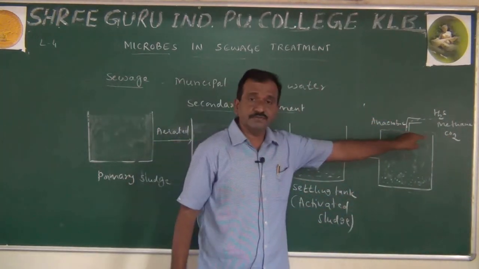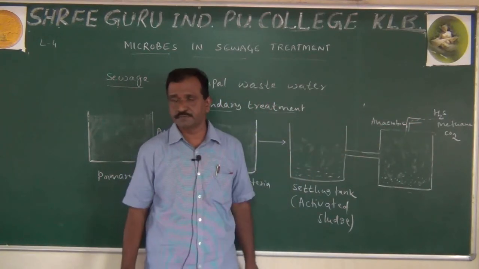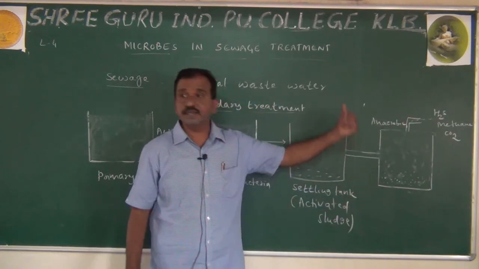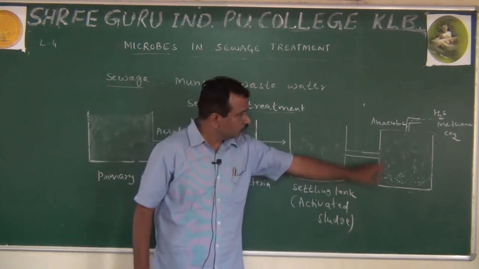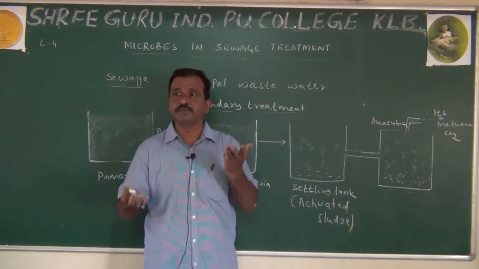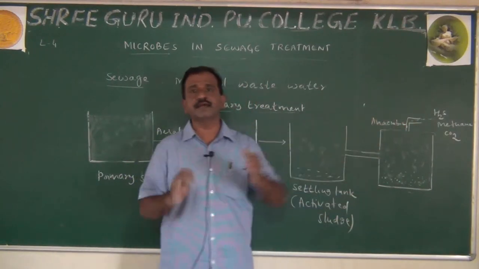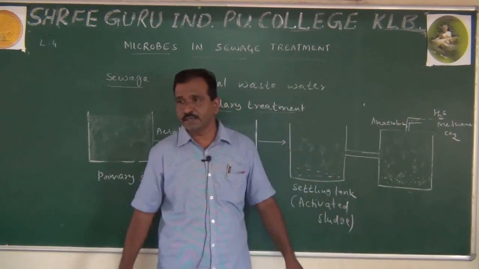This methane gas is normally useful for preparation of biogas. Methane gas, so that's one important point. This is very important. The anaerobic bacteria start consuming the aerobic bacteria, and as a byproduct they are releasing certain gases. They are hydrogen sulfide, methane and carbon dioxide.